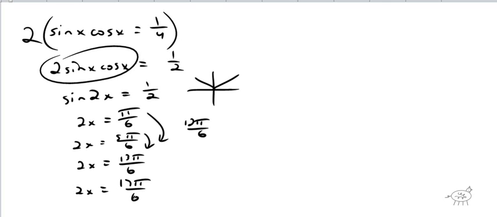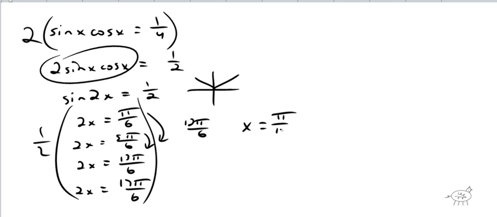All right? So now we're not done yet, right? You got to multiply that whole thing by 1/2 because you got to solve for x. Really, really important. So that's really easy now. You get x equals pi over 12, 5 pi over 12, 13 pi over 12, and 17 pi over 12.